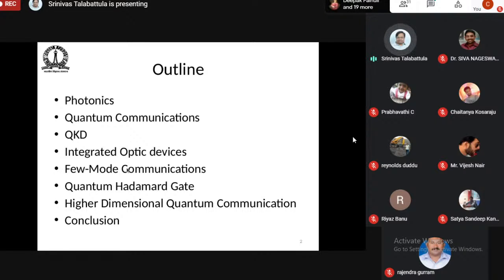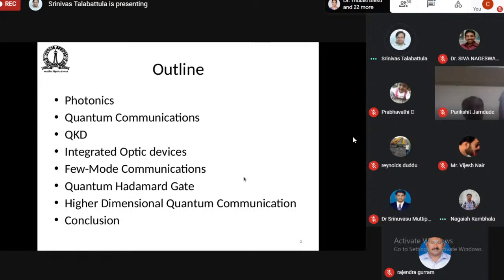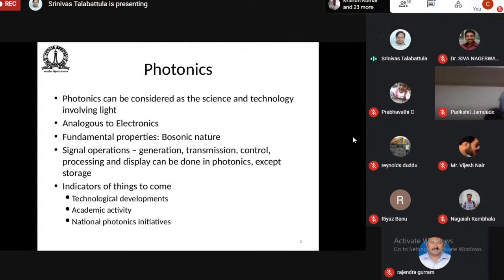People are talking about higher dimensional operations like multi-level communications, and higher dimensional quantum communications. And a lot of people are also trying to do on-chip computing. In particular, a lot of logic gates are being implemented using optical techniques. So the crux of the problem is, if you want to implement quantum information functions, optical techniques are the best way. And photonics is a broad name given to all these technologies.